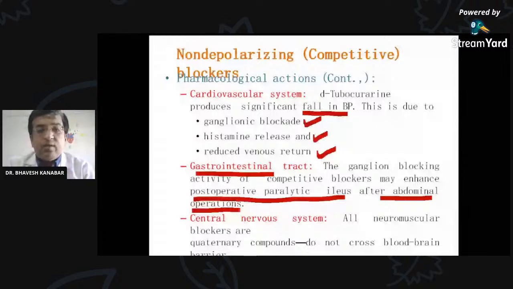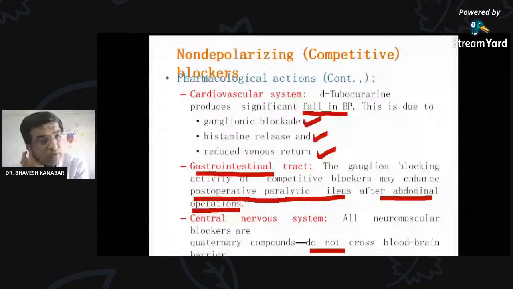So because of this muscle relaxation, ileum may become paralyzed, and that is called post-operative paralytic ileus, because we are giving this skeletal muscle relaxant along with the anesthetic during the surgery. So in abdominal surgery, it can be the side effect. In central nervous system, all neuromuscular blockers are quaternary compounds. They do not cross the blood-brain barrier, so there is no effect on central nervous system.